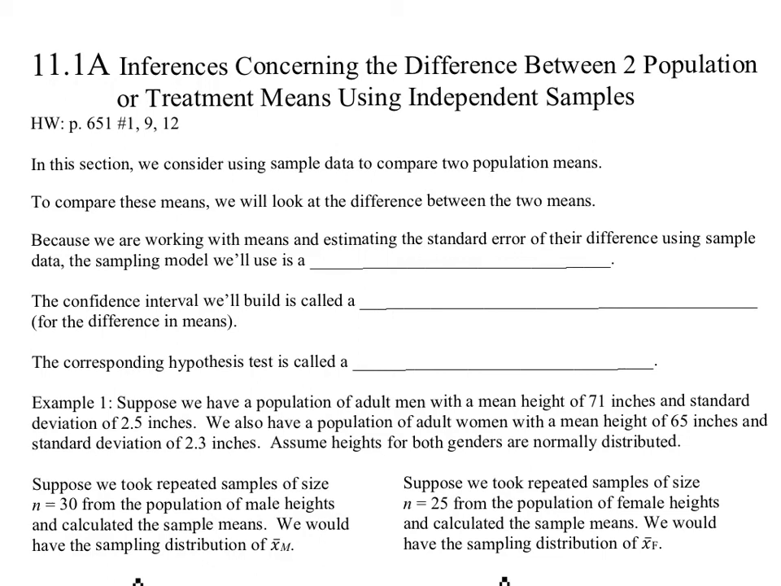In this section, we're going to compare two population means using samples from each population. The way we'll compare the means is by finding the difference between the two of them, and then we'll try to see if one of them is more than the other, or if one of them is less than the other, or if they're just not equal to each other.